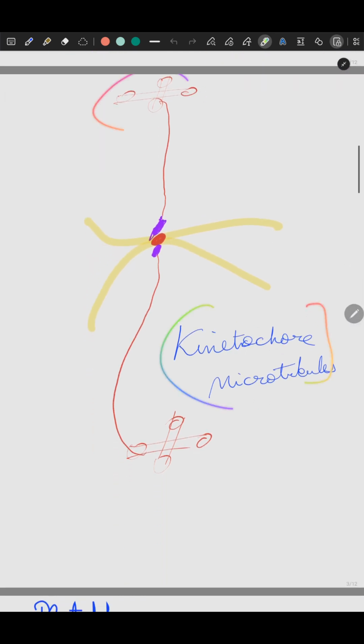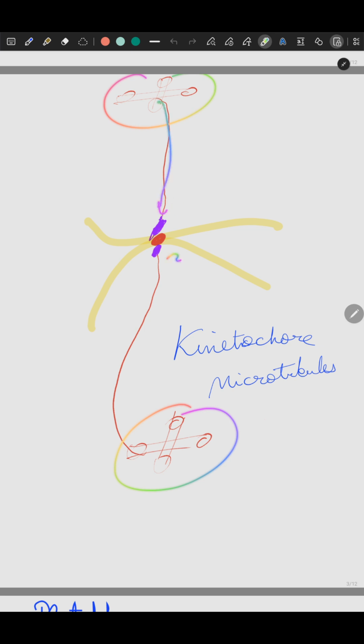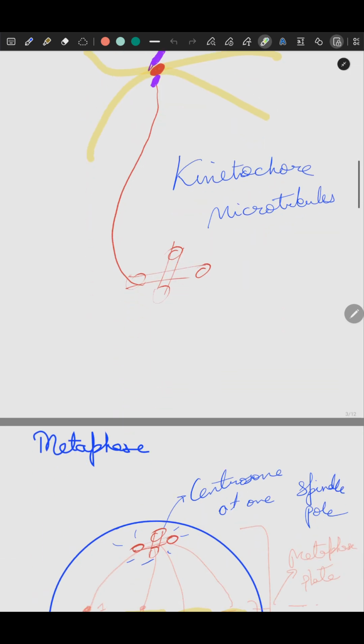You can see this is the centromere. Sorry, this is the centrosome and this is the centromere. The centrosomes are extending the microtubules towards the kinetochore. The kinetochore is attached on the centromere. On each chromatid there is one kinetochore, so there are two kinetochores per one sister chromatid pair.